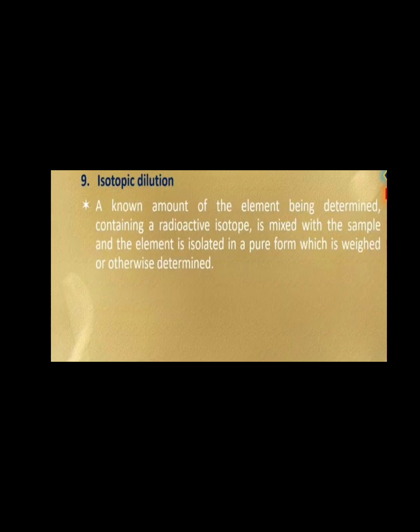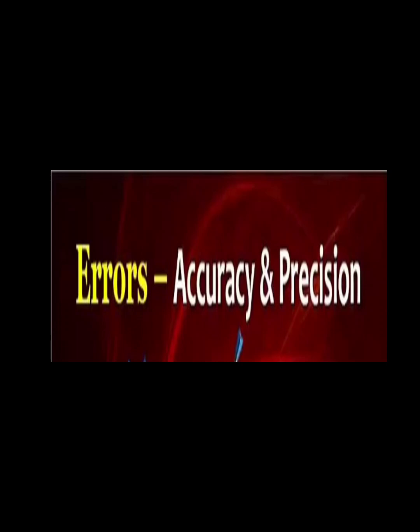Then ninth one, isotopic dilution. A known amount of the element being determined containing a radioactive isotope is mixed with the sample and the element is isolated in a pure form which is weighed or otherwise determined. Then another topic is accuracy and precision.